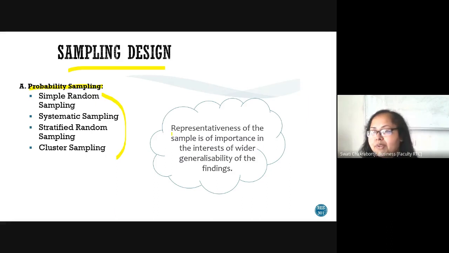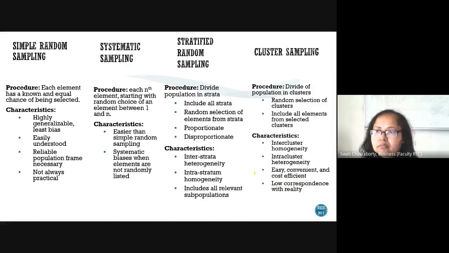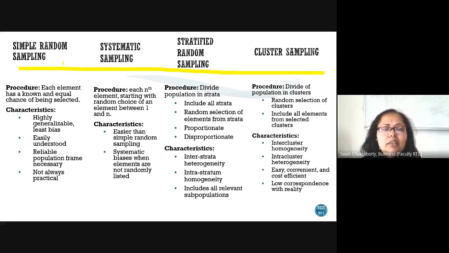Here, representativeness of the sample is of importance in the interest of wider generalizability of the findings, right? So the sample should represent the entire population so that the results can be generalized to the entire population. So let's see the different types of sampling that we have.